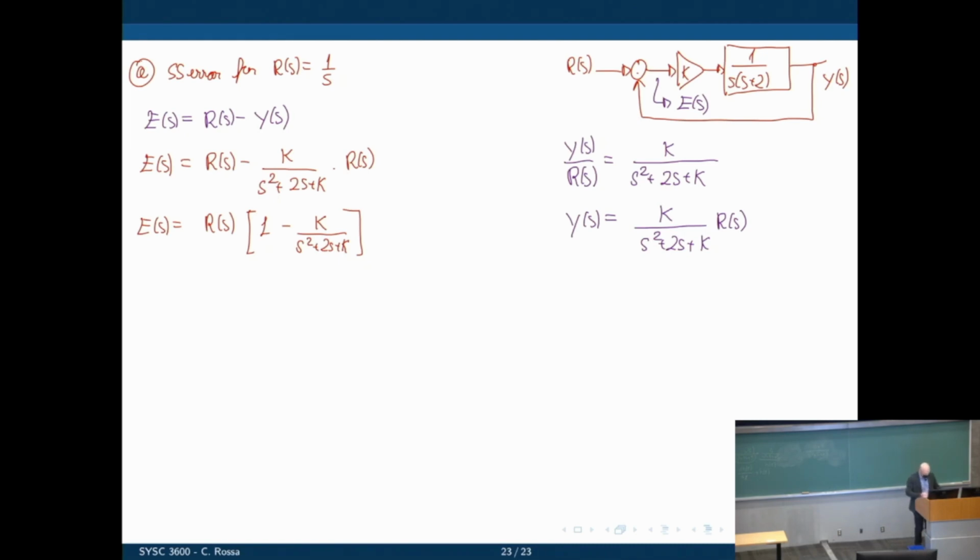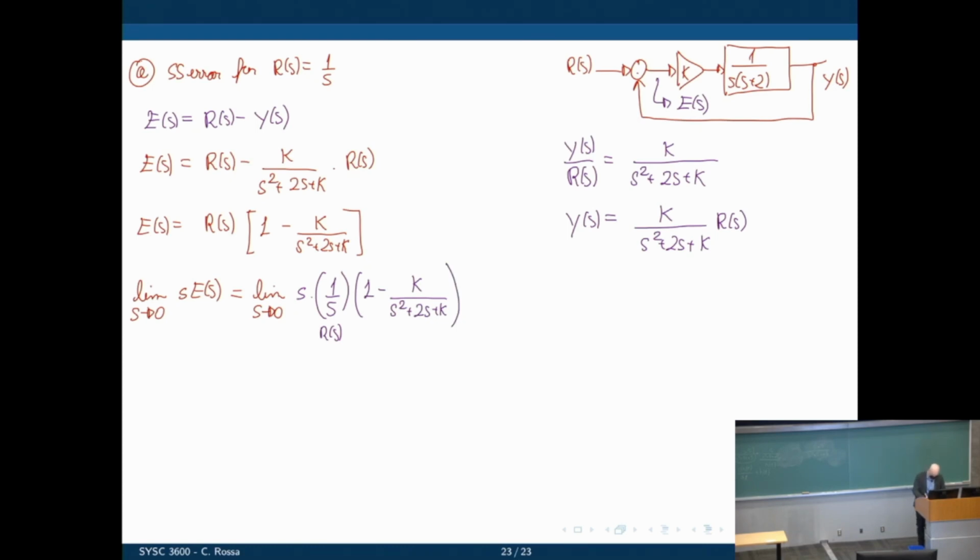To calculate the steady state error, we can just use the final value theorem and take the limit when S tends to 0 of S times the error. Where is that S from? That's from the theorem, remember, and R of S is the equation above that we just established. So this is the same as the limit when s tends to 0 of s times 1 over s times the function 1 minus K over s squared plus 2s plus K.